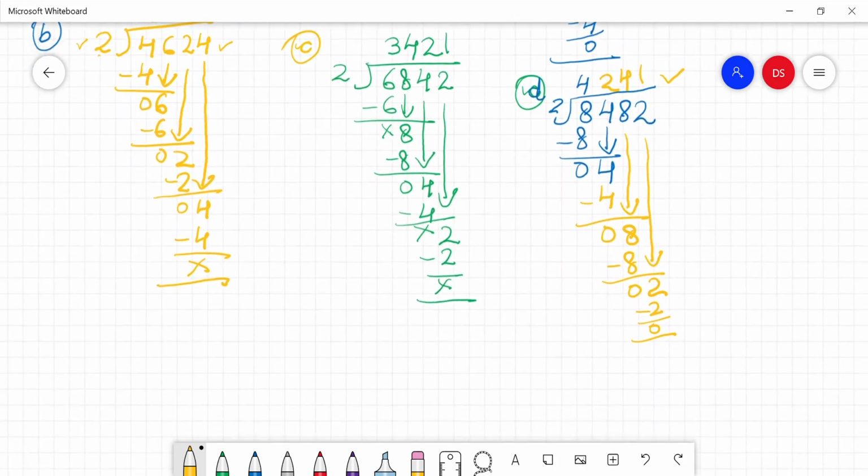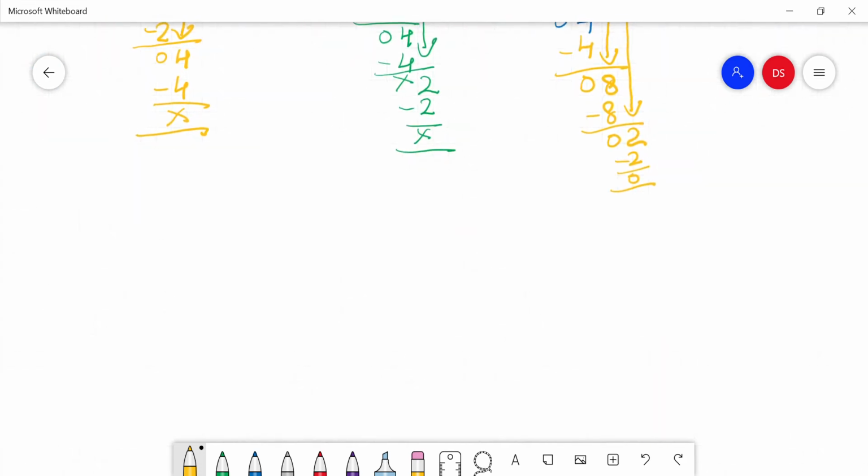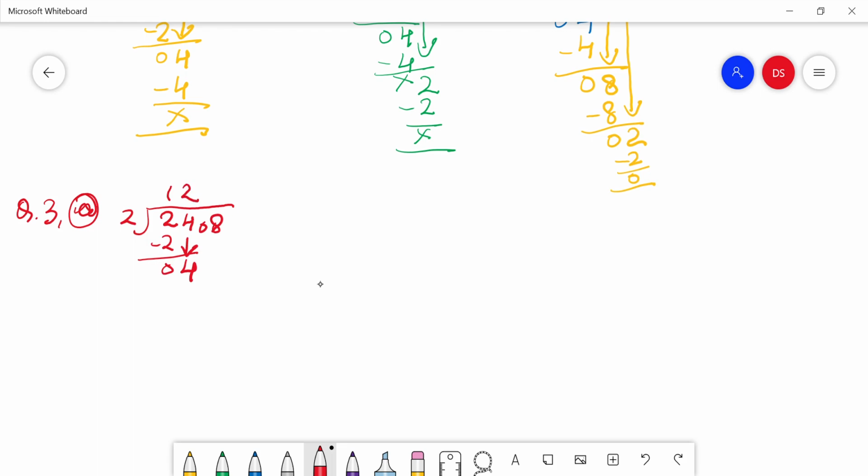Next question, question number 3, A part. We will change the question into division form first. 2408 divided by 2. 2 1s are 2. Take 4 down. 2 2s are 4. 4 minus 4 is 0.